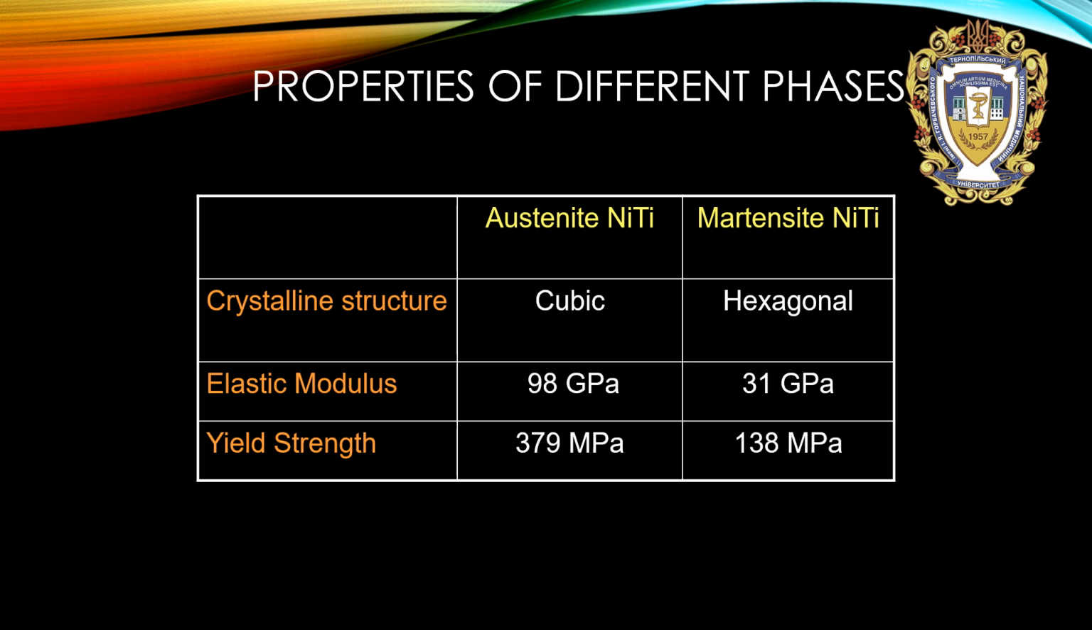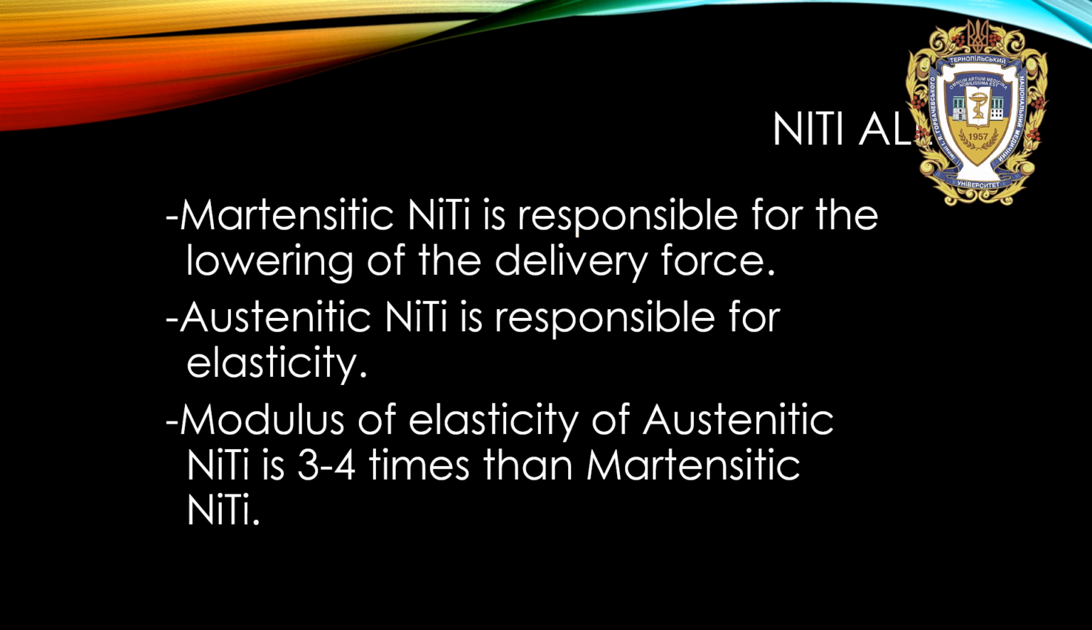Different elastic moduli. Austenite nitide is more elastic, but has more yield strength. Martensite nitide is responsible for the lowering of the delivery force. Austenitic nitide is responsible for elasticity. The modulus of elasticity of austenitic nitide is 3-4 times that of martensite nitide.